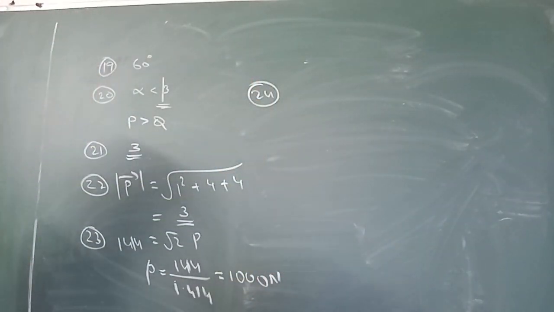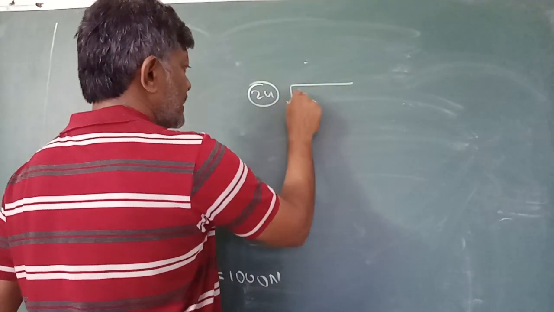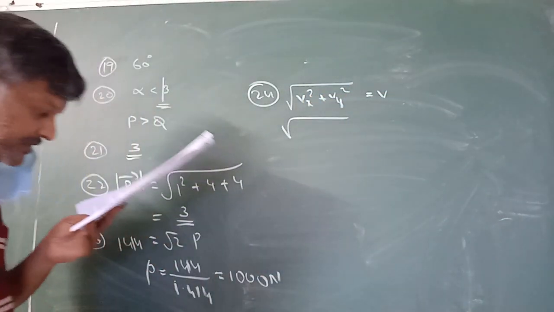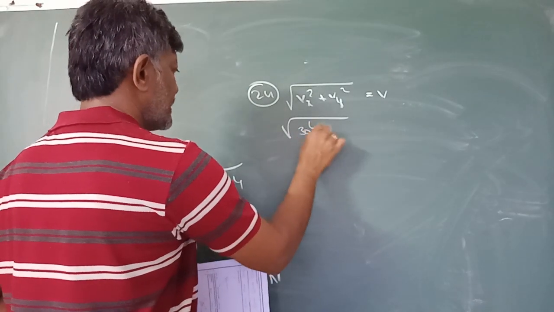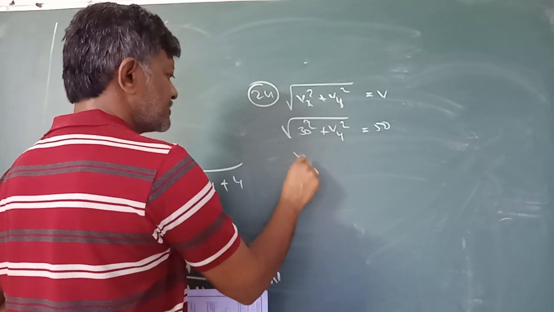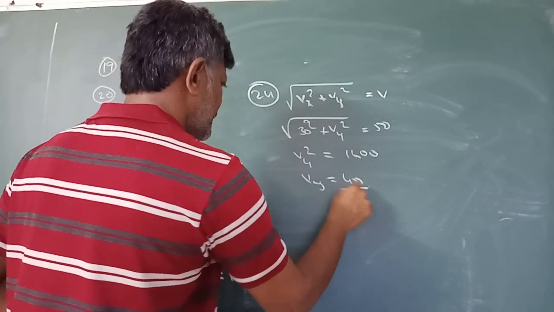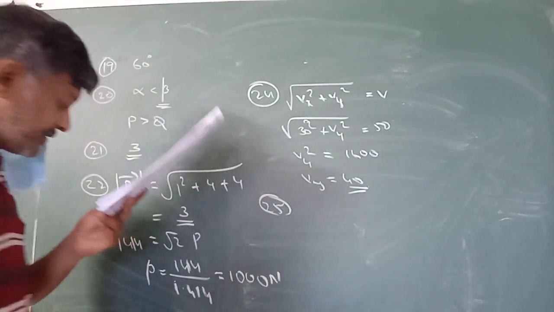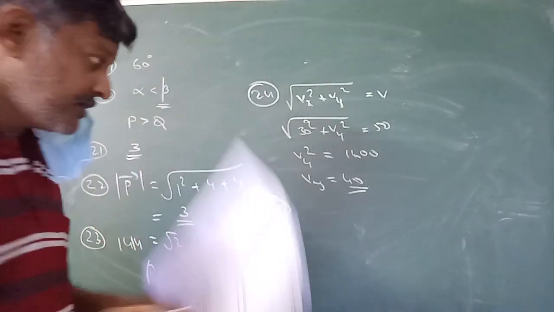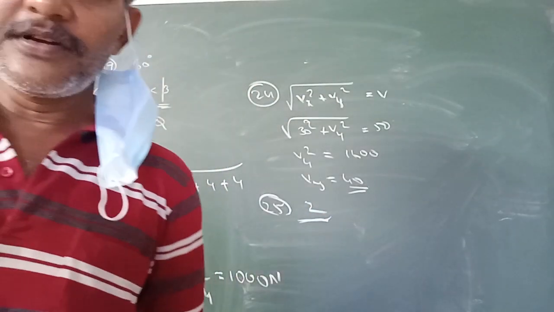24. If one of the rectangular components of a velocity 50 is 30, find the other component. We know that Vx square plus Vy square is equal to V square. One value is given as 30, so 30 square plus Vy square is equal to 50 square. Vy square is equal to 1600, Vy is equal to 40. Answer 40. 25th one, the minimum number of equal forces in a plane that can keep a particle in equilibrium. Two equal forces in opposite directions give zero resultant. On a complete paper discussion.